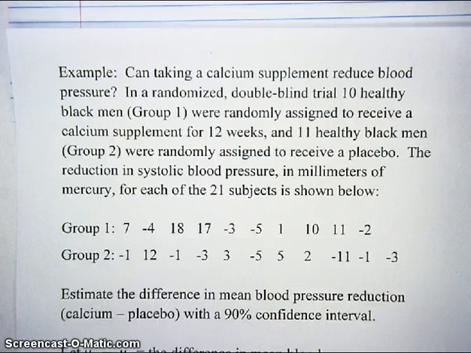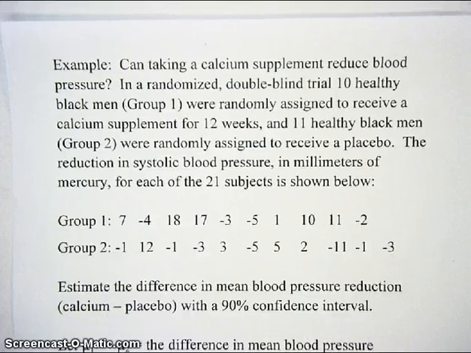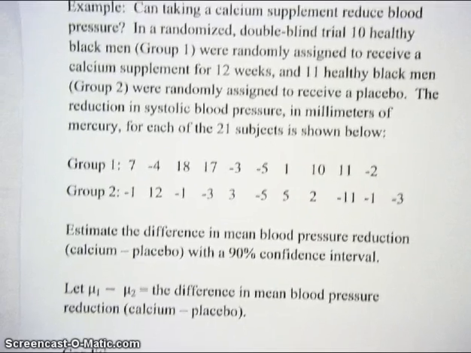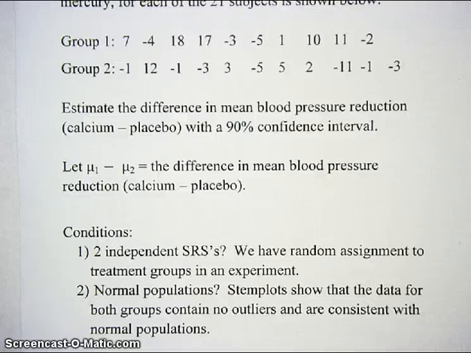Now, the procedure for doing a confidence interval, again, is basically you define the parameter that you're trying to estimate, check the conditions, actually construct the interval, and then write a conclusion. So here is the parameter we're trying to estimate, mu1 minus mu2, where mu1 minus mu2 is the difference in mean blood pressure reduction, calcium, group 1, minus placebo, group 2. Conditions are two independent simple random samples. And now we have random assignment to treatment groups in an experiment, so that takes care of that condition.